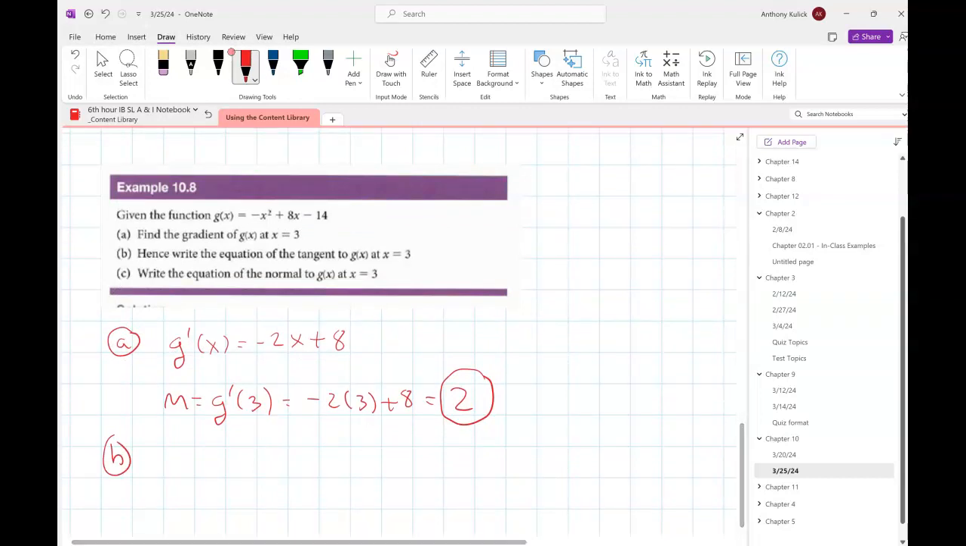Part B says to write the equation of the tangent to g of x at x equals 3. Our equation for a tangent and the equation for a normal is going to be a line. So you could do y equals mx plus b. You could do ax plus by plus c equals 0. You can do y minus y1 equals m times x minus x1. That's probably the one that I would use because I'm given a point and a slope. It's the equation that's tailor-made for that.